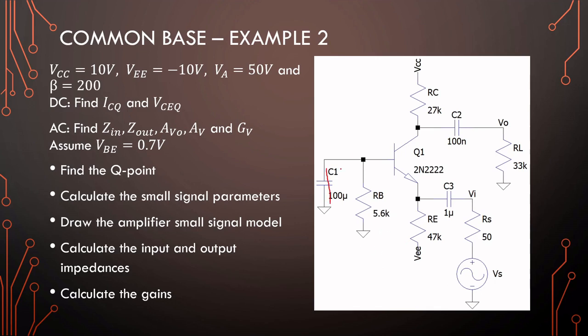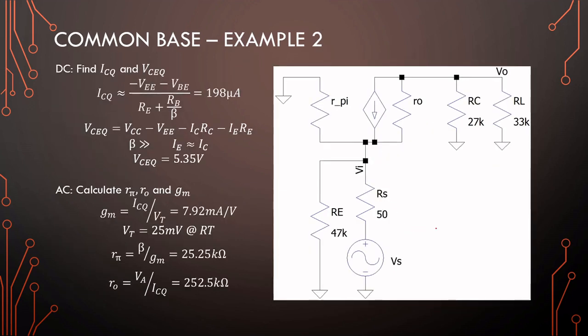So if that goes to ground, RB disappears. This is ground again. Output's the same, input's the same. This becomes a ground, that becomes a ground. And look, our small signal model is the same as the previous example. Okay, biasing structure, the same as our example 2 and 4 of the common emitter case. So 198 microamperes, 5.35 volts, same small signal parameters.